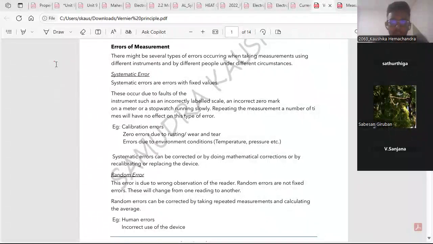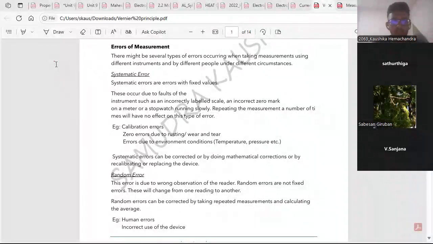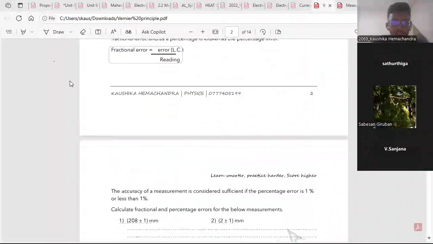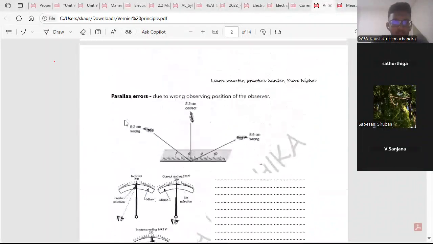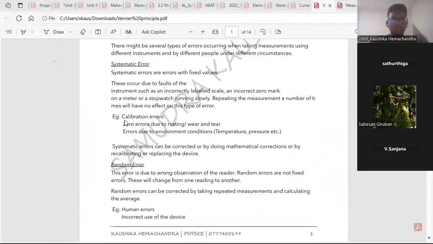Those are just some basic practical examples, and in our measurements lesson we divide them as systematic error, random error, then parallax errors and fractional and percentage errors. So mainly three types. The parallax is also a type of random error. Systematic errors mean the instrument has a problem. So whatever measurement you take, however correctly you observe and take it, the instrument has a problem.